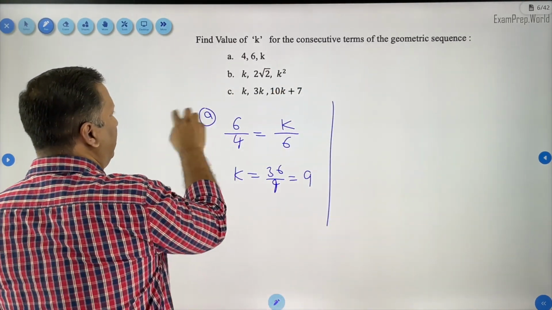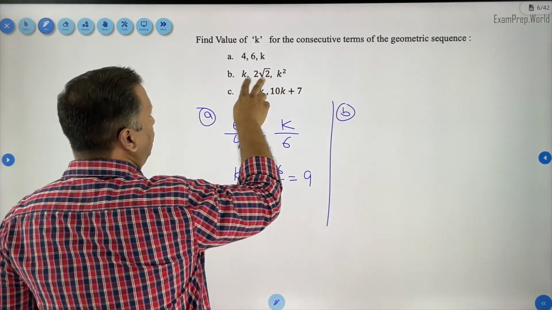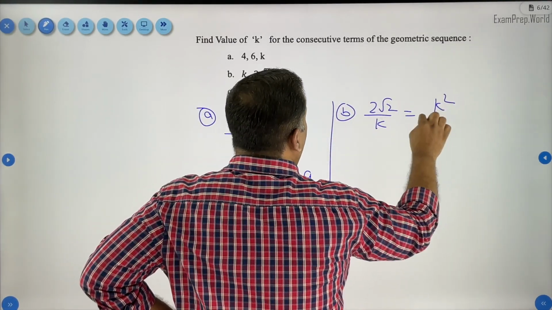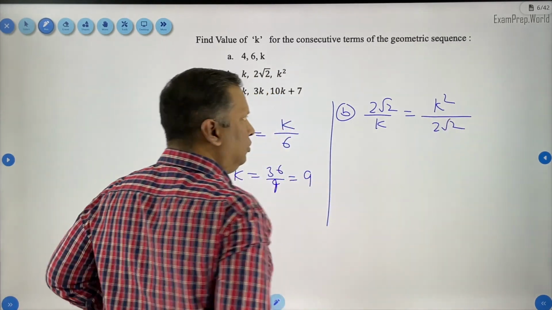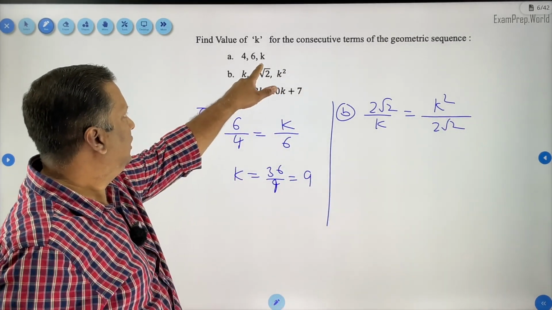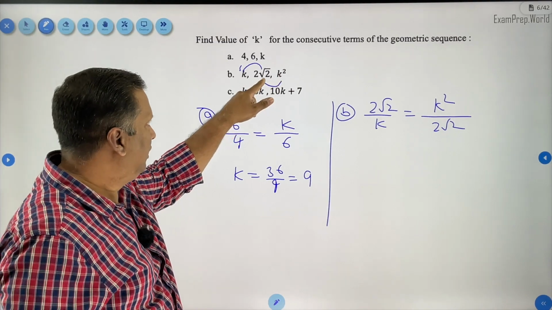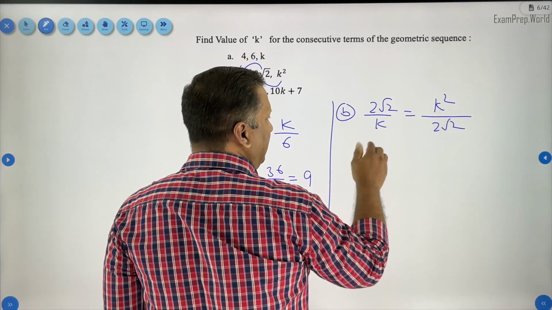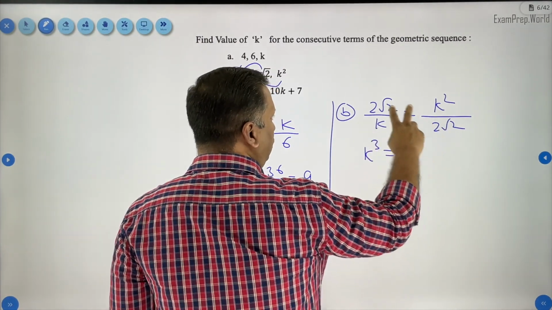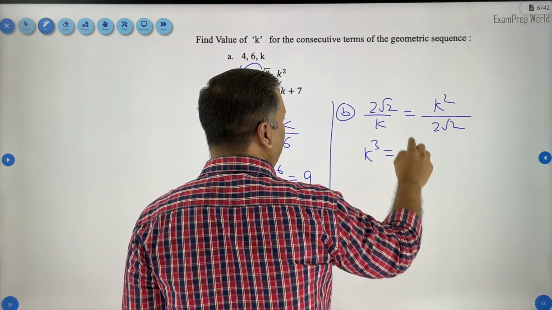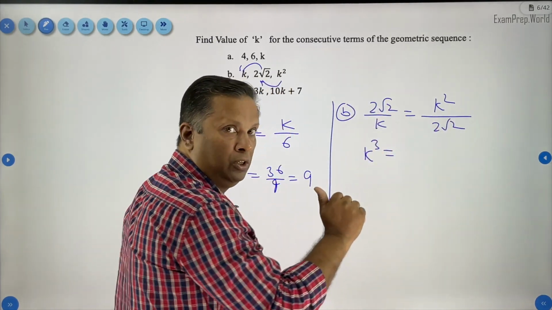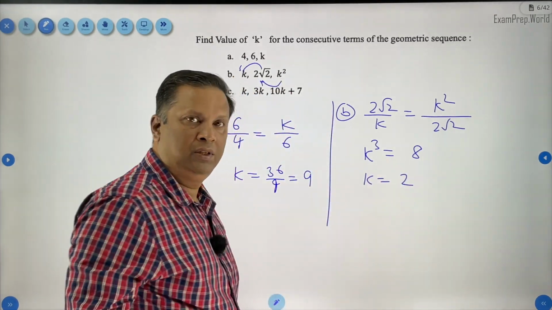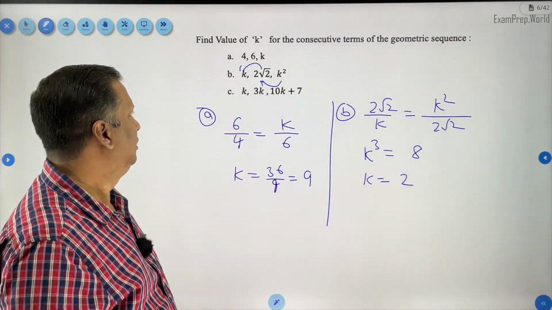So this we did as A. Let's do B. 2 root 2 divided by k should be equal to k square divided by 2 root 2. Can I write it like this? This divided by this is the common ratio, and this divided by this is also the common ratio. I am equating them. Now cross multiply: k square times k becomes k cube, equals 2 root 2 times 2 root 2. 2 times 2 is 4, and root 2 into root 2 is 2. 4 into 2 is 8. So k is 2 because 2 cube is 8. Easy? Let's do the third one.